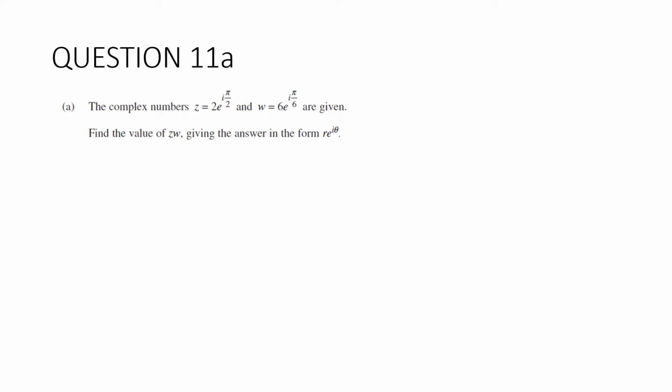Question 11a. The complex numbers z = 2e^(iπ/2) and w = 6e^(iπ/6) are given. Find the value of zw, giving the answer in the form re^(iθ).